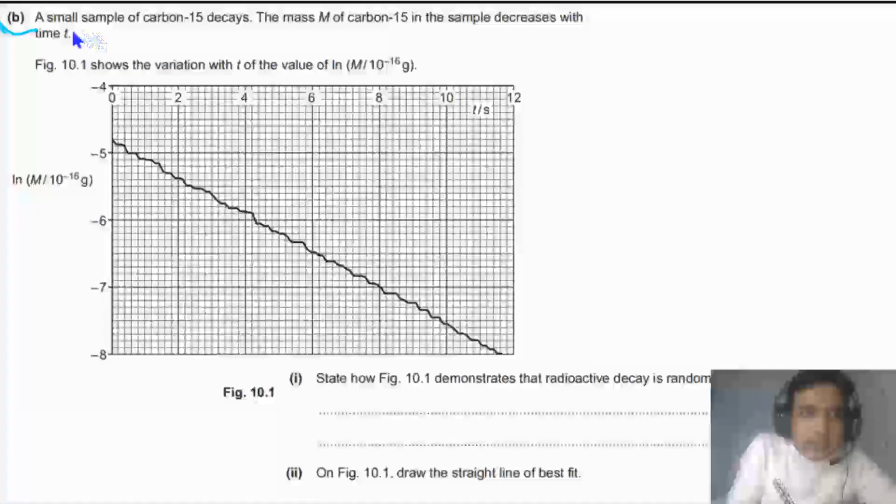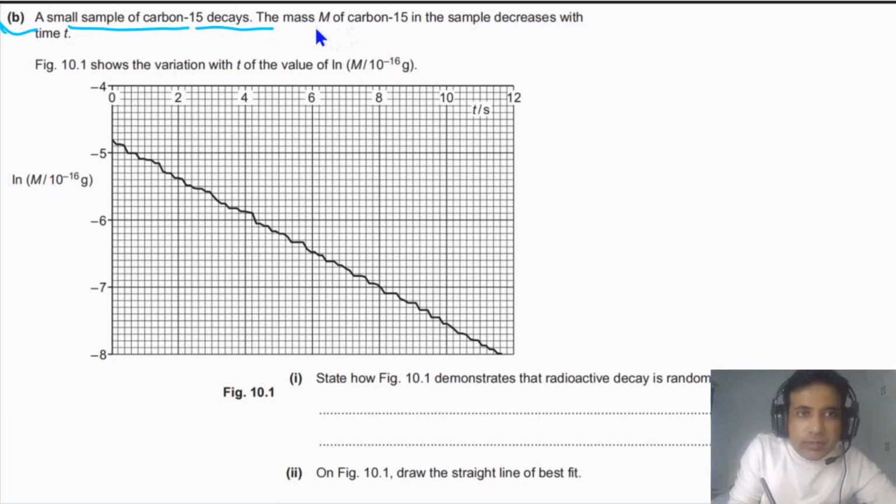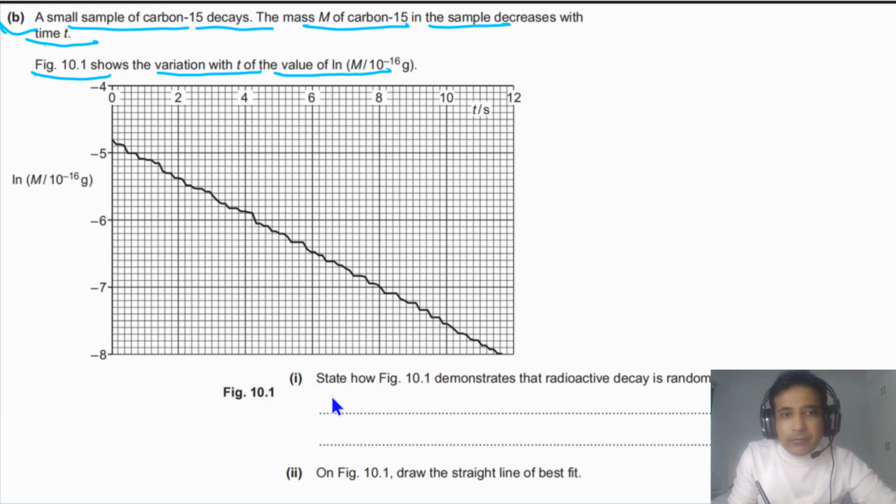Part B says a small sample of carbon 15 decays. The mass M of carbon 15 in the sample decreases with time t. Figure 10.1 shows the variation with time t of the value of ln m. For part B1, we need to state how figure 10.1 demonstrates that radioactive decay is random.